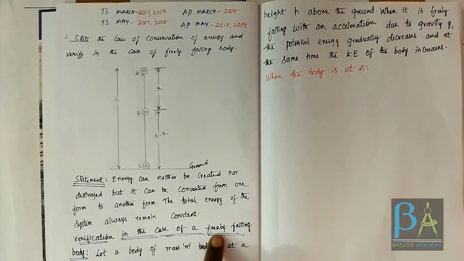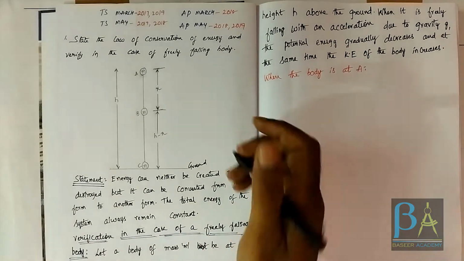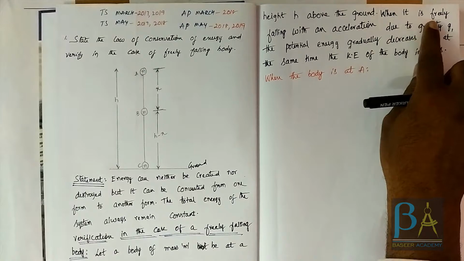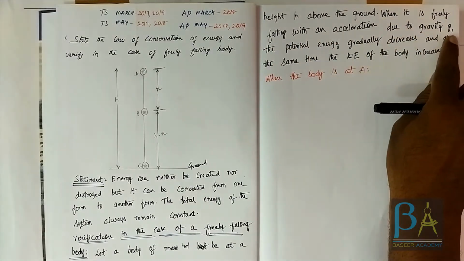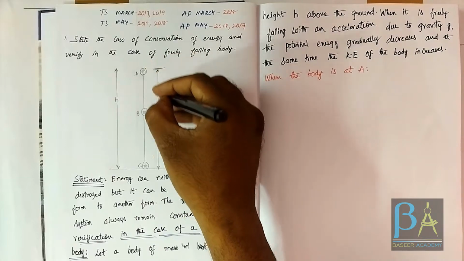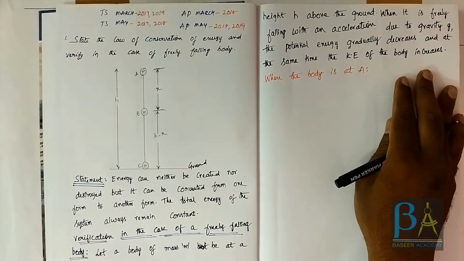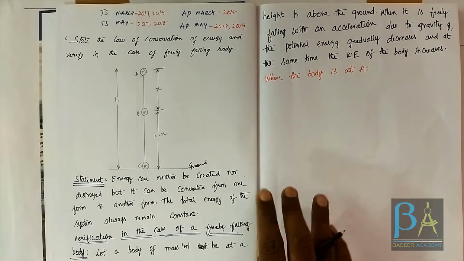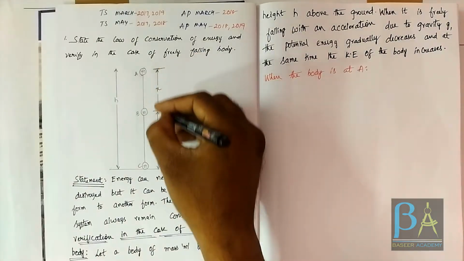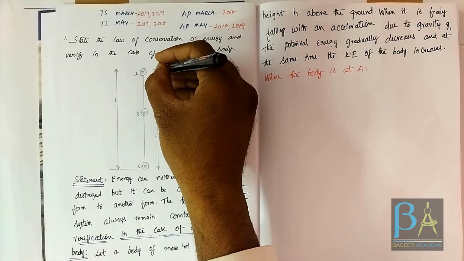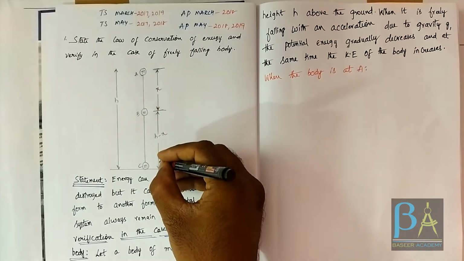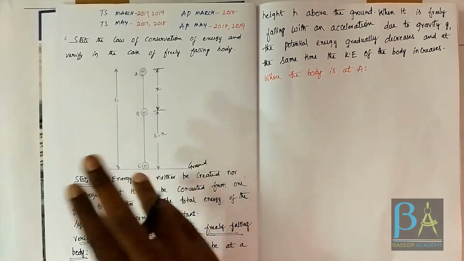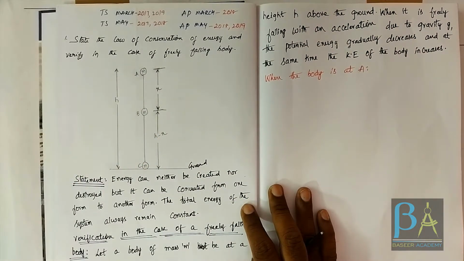Let us verify it in the case of a freely falling body. Let us suppose we have an object of mass m at a height h above the ground. When it is falling freely with an acceleration due to gravity g, the potential energy obviously decreases and the kinetic energy increases. And that is how the total energy still remains conserved. The increase in kinetic energy compensates for the loss in potential energy, and that is how the total energy remains constant.